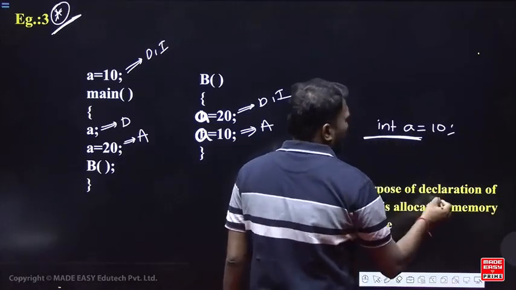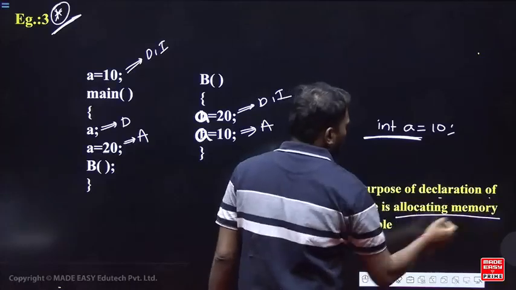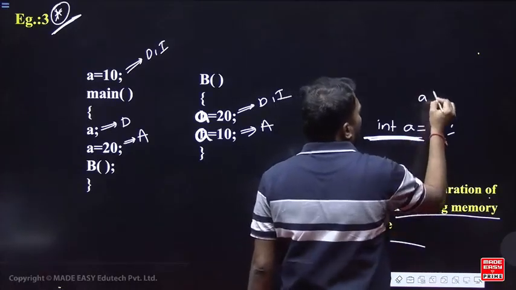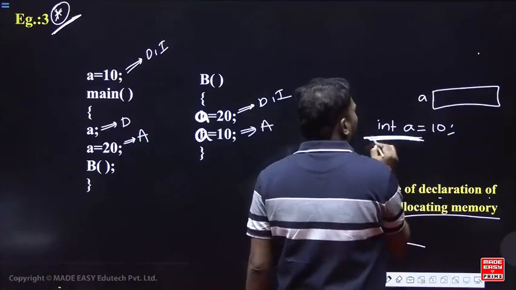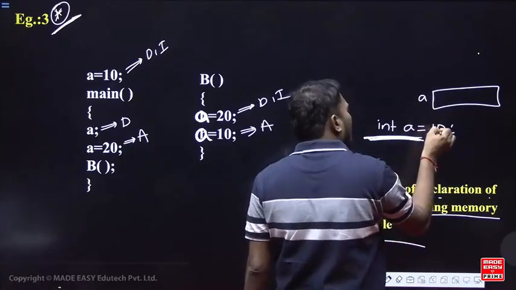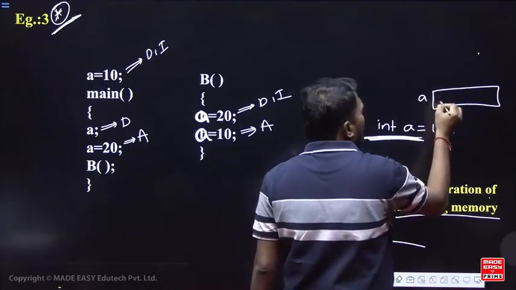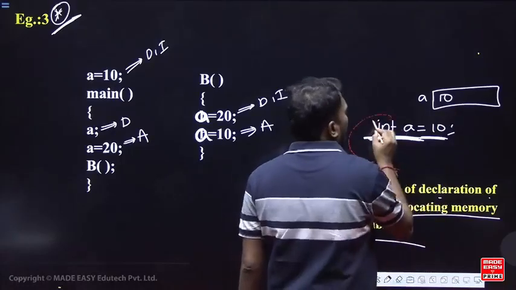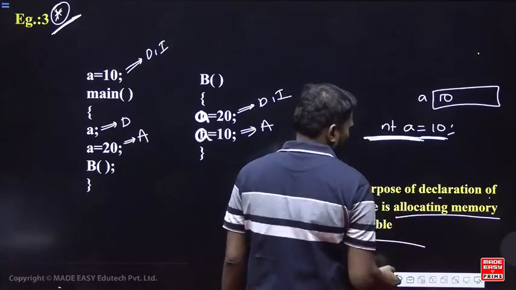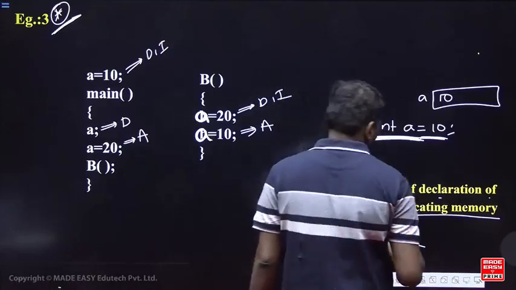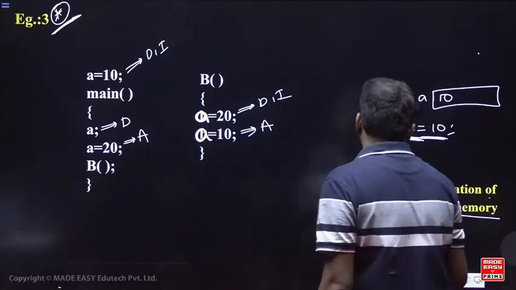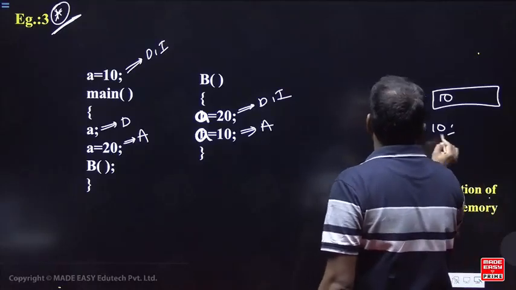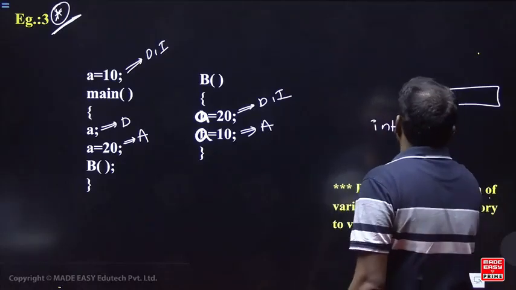The purpose of the declaration of a variable is allocating memory. How much memory? Let's say 2 bytes of memory is allocated. Along with the declaration you are giving the value, so this is called initialization, initializing the variable. Is this clear? The purpose of declaring the variable is allocating the memory. Is this clear for everyone?